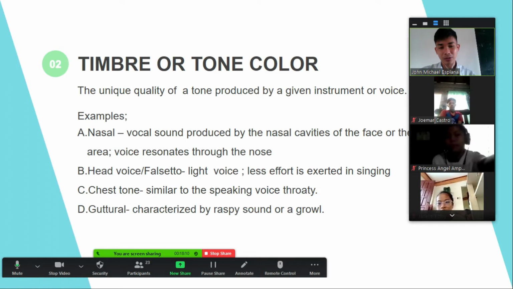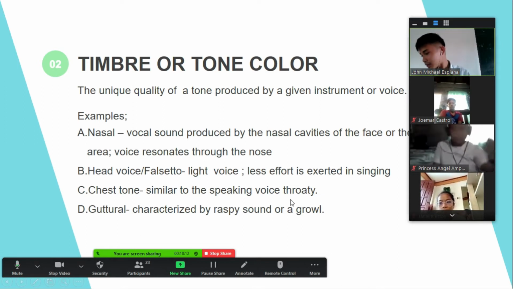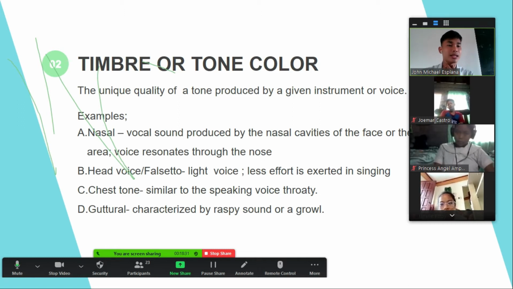Next to falsetto, we have the chest tone. Chest tone is similar to the speaking voice, throaty. The voice of the singer comes out from the throat. Mostly yung ginagamit niya dito yung throat niya.